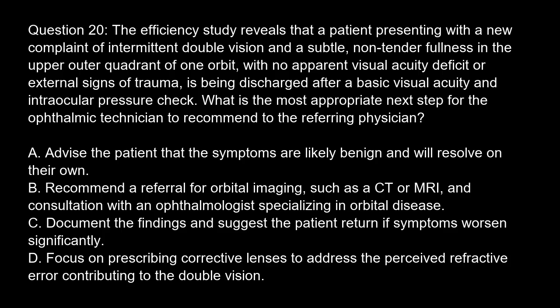Option A. Advise the patient that the symptoms are likely benign and will resolve on their own. Option B. Recommend a referral for orbital imaging, such as a CT or MRI, and consultation with an ophthalmologist specializing in orbital disease. Option C. Document the findings and suggest the patient return if symptoms worsen significantly. Option D. Focus on prescribing corrective lenses to address the perceived refractive error contributing to the double vision.